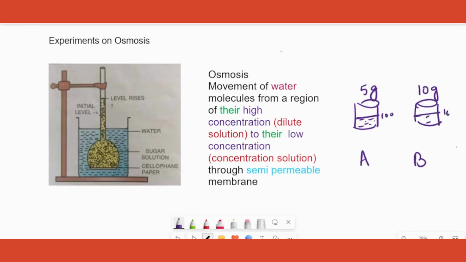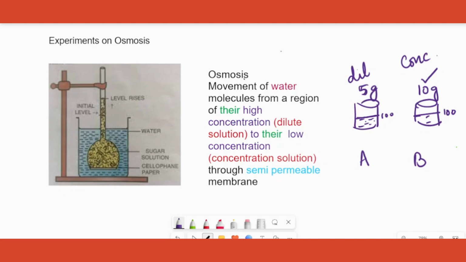Now, in which case is the solute higher here? Yes. Wherever the solute is high, we call such solutions concentrated solutions. With respect to the other one, where the solute amount is less, we call that a dilute solution. I hope that is clear.